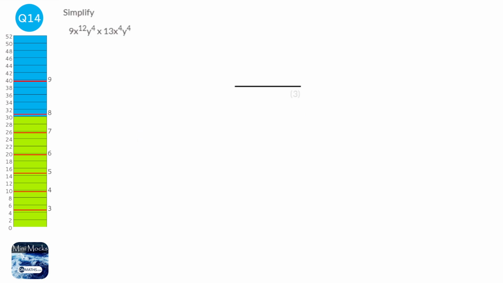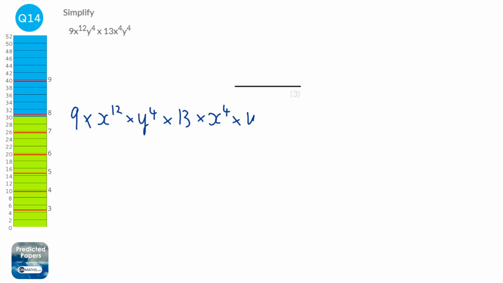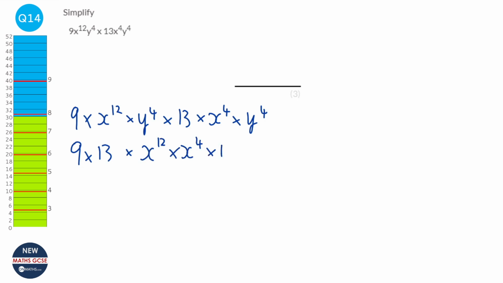There's a lot going on with this question, so what I'm going to do is put in all of the times signs that we don't normally show. So we've got 9 times 12x to the power of 12 times y to the power of 4 times 13 times x to the power of 4 times y to the power of 4. And I'm going to reorder these to put the numbers together, first of all. And with multiplying, it doesn't matter which way around you do it, so I'm not changing anything. I'm going to put the x's together. And I'm going to put the y's together.